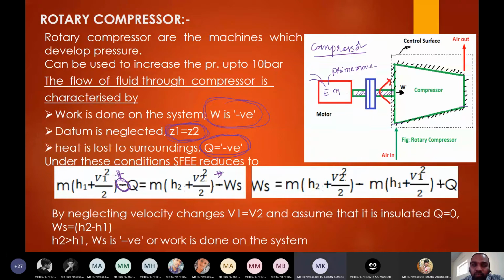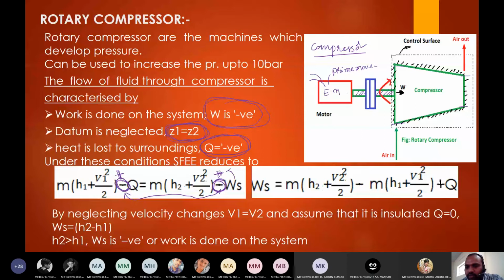Compressor is a work consuming device. We are supplying the work from the external source. Therefore, work done on the system is negative. That is the reason I added both negative. Clear? Why negative symbol here? Now this WS can be written like this, because if you take this to the left side, then Q will be positive.